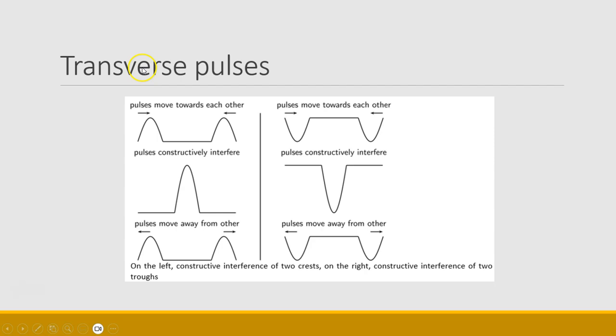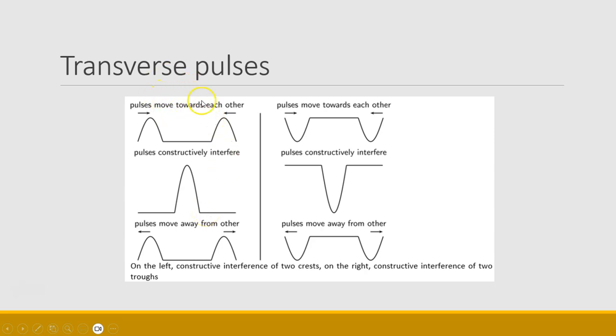So let's consider these two scenarios. We have two pulses traveling towards each other, and at the point where they meet, the amplitude of the new pulse will be the sum of these two amplitudes. So if each of these is 2 meters, then the amplitude of this pulse will be 4 meters. And after they have passed each other, they continue in their original direction with their original amplitudes of 2 meters as though they had never met.